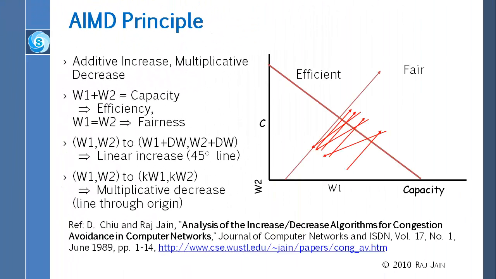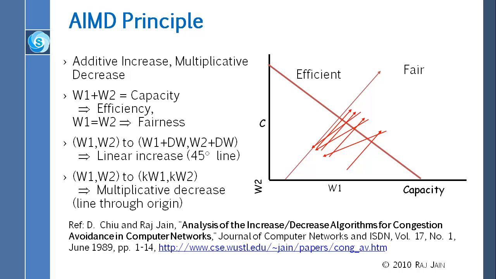First of all, what is AIMD? AIMD is additive increase and multiplicative decrease. The idea is that if somebody has a window of W1 and another user has a window of W2, and the network capacity is, let's say, C, then W1 plus W2 equal to C is the network capacity line. This line means the network is fully loaded. If you are operating below this line, the sum is less, and therefore the network is underloaded. If you operate above this line, the network is overloaded.